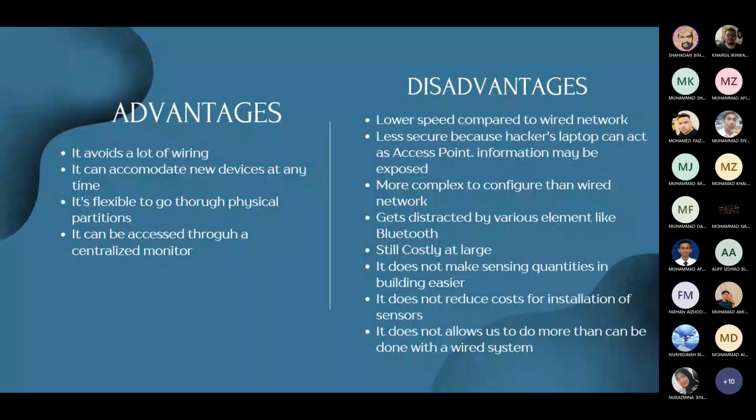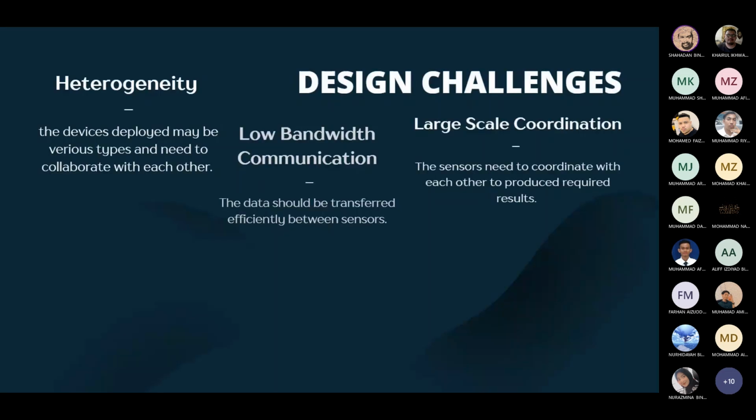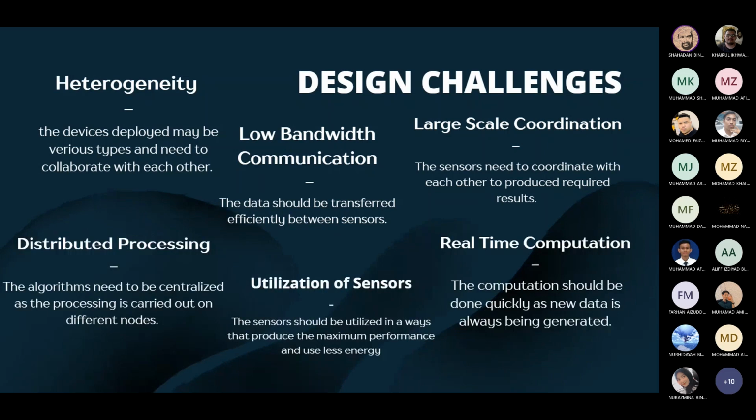Next. For the design challenges of wireless sensor networks, first is heterogeneity. Different devices may be difficult to collaborate with each other. And second is lower bandwidth communications. The data should be transferred efficiently between sensors.